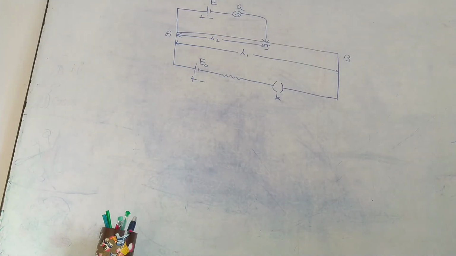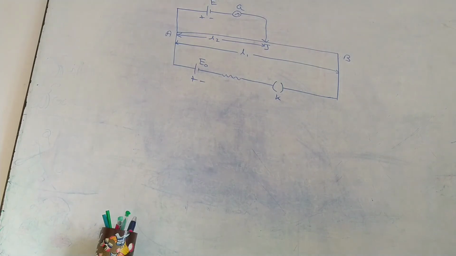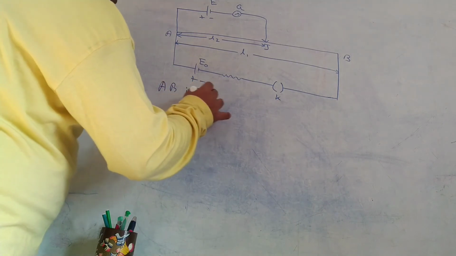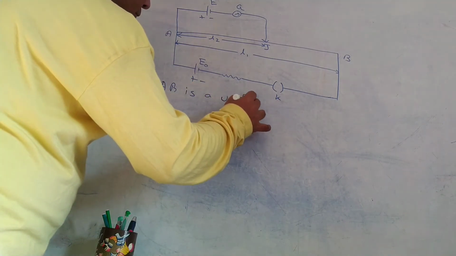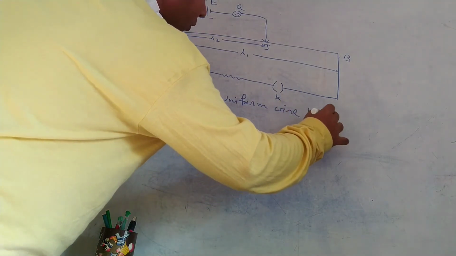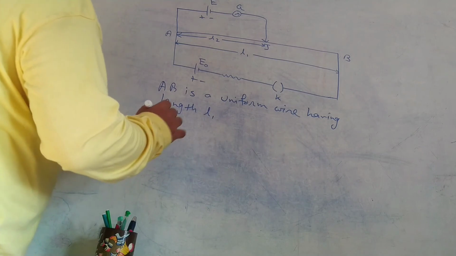Now we are going to discuss the working principle of a potentiometer. This is a figure of a potentiometer where AB is a uniform wire, or conducting wire, having length L1. In general, its length is equal to 10 meter.